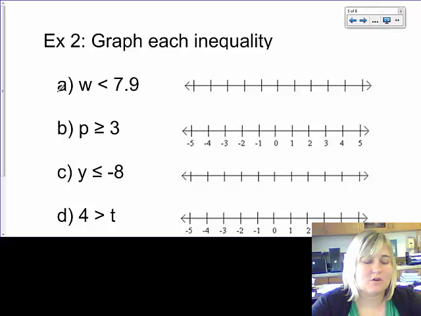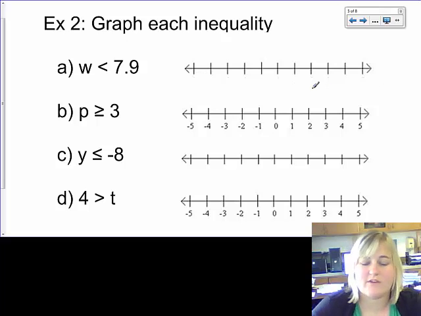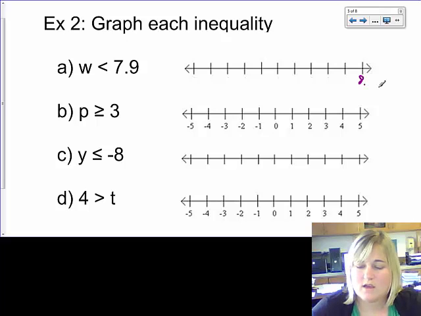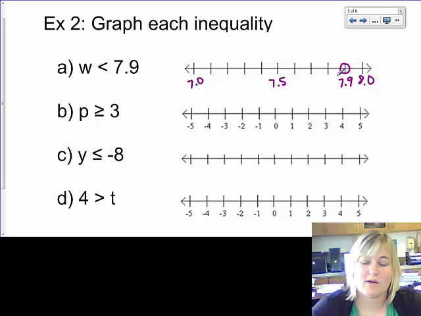So on these, it just wants us to graph the inequality. And on the first one, they don't give me numbers here, so I'm going to have to make up my own. So I'm going to put 8.0 here, and we'll go 9, 8, 7, 6, 5. This will be 7.5. 7.0. So I have that W is less than 7.9. Well, first of all, 7.9 is going to be right here next to that 8.0, and I can label it that way so I know that's what I'm talking about.